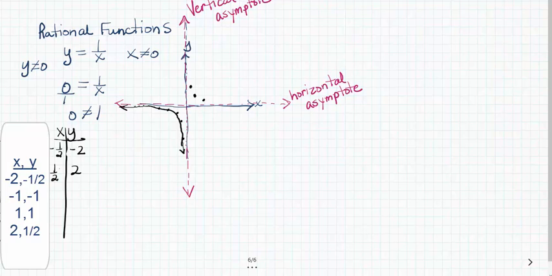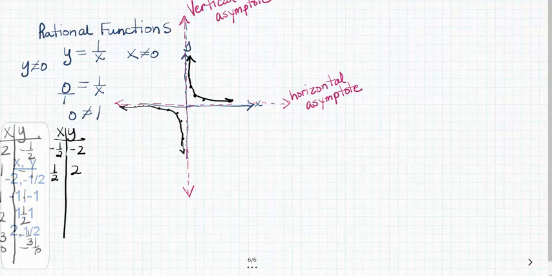So we see the same trend, but over here in quadrant 1. It's going to get closer and closer in both directions, like that. And that is the general graph of rational functions.